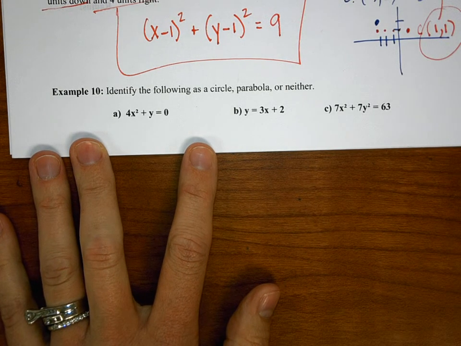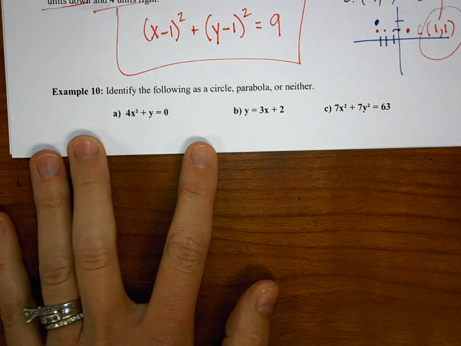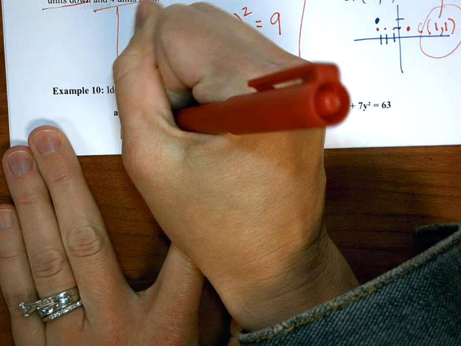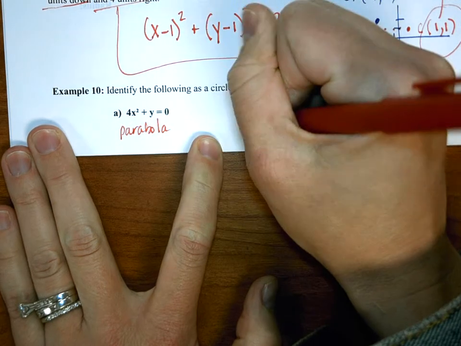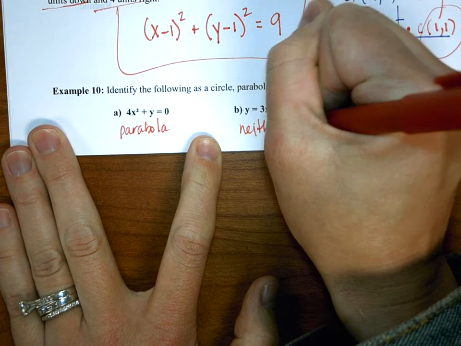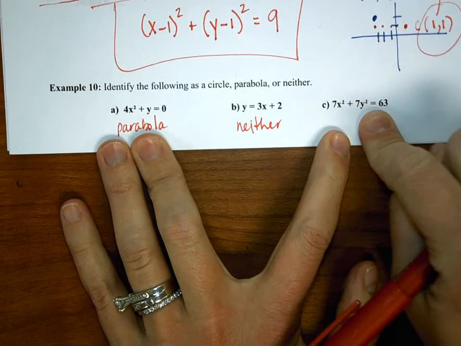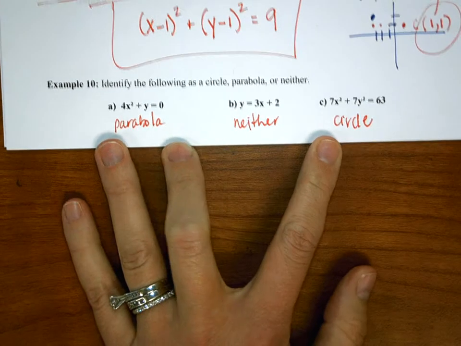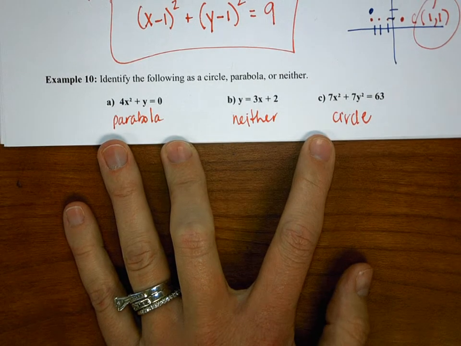So what is A? Parabola. What is B? Very good. Neither. It's actually a line, but they didn't ask for lines. They just want parabola or circle. And the last one is a circle. What would you have to do, though, on C in order to get it in the right form? Divide by 7. You guys are so smart.